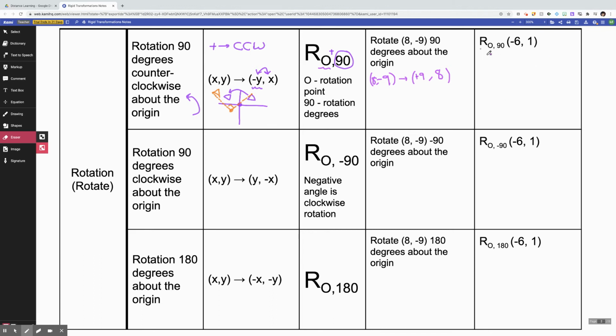Then it's the exact same thing with the vector notation. Notice that my vector notation is a capital R this time, which means rotate. Okay, and I'm rotating around the origin and I'm rotating 90 degrees.